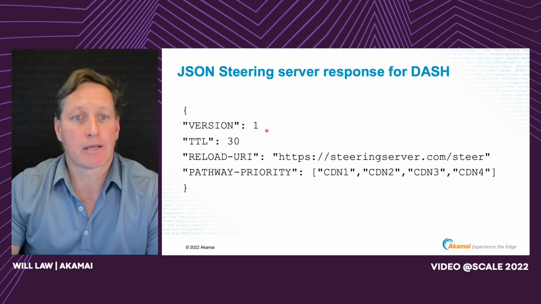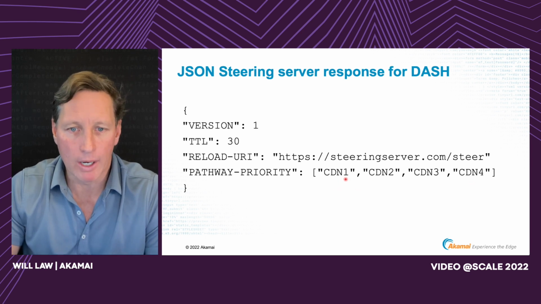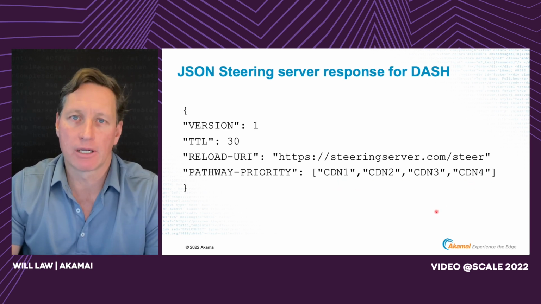So here's what it looks like in the real world. Version 1, come back in 30 seconds, use that URL, and here's a list of my labels for my service location. So my service location priority: 1 is the highest priority, 4 is the lowest priority.